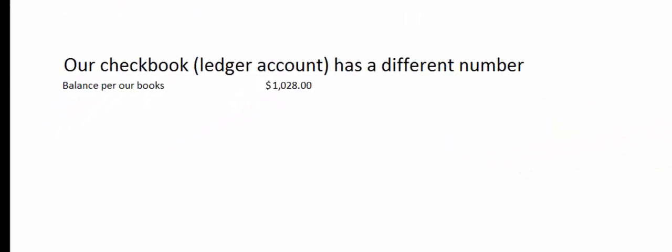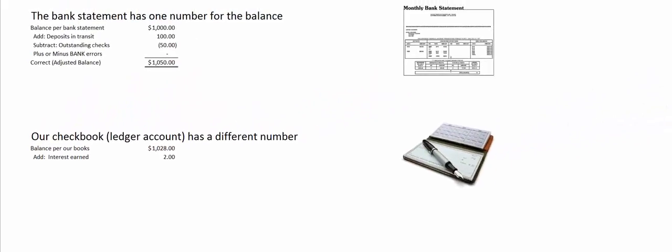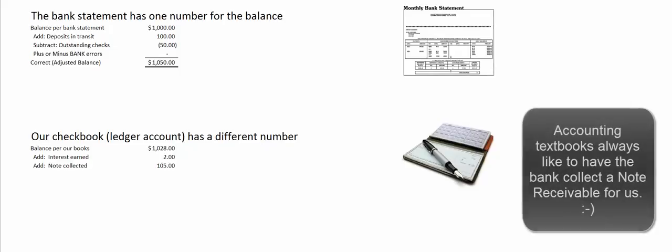So now let's turn our attention to our books. We said we had $1,028, and we have to tell our books what they don't know. And what they don't know can be broken down into two categories: good news and bad news. So let's start with good news. Let's say we earned some interest revenue in our checking account. So we have to add that in. We didn't know about that until we opened up the bank statement. And so now we can add $2 to our account.